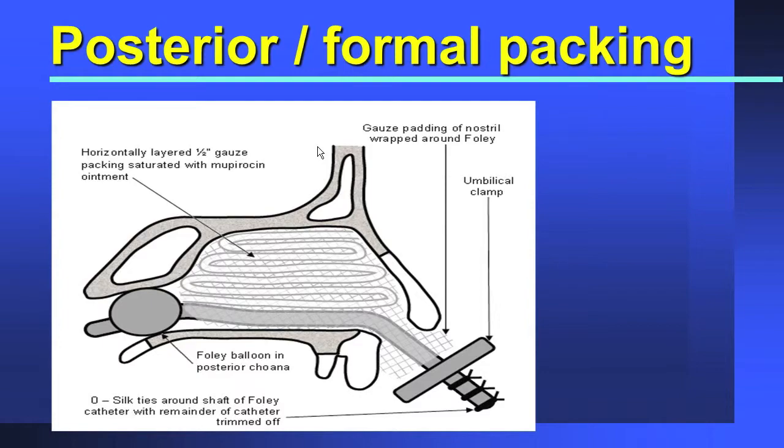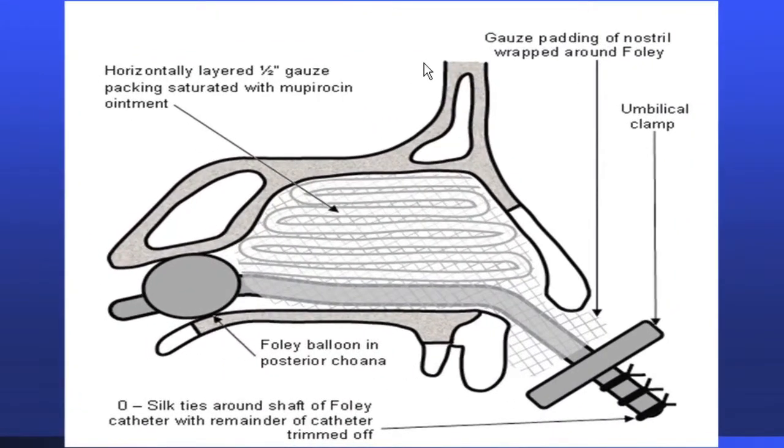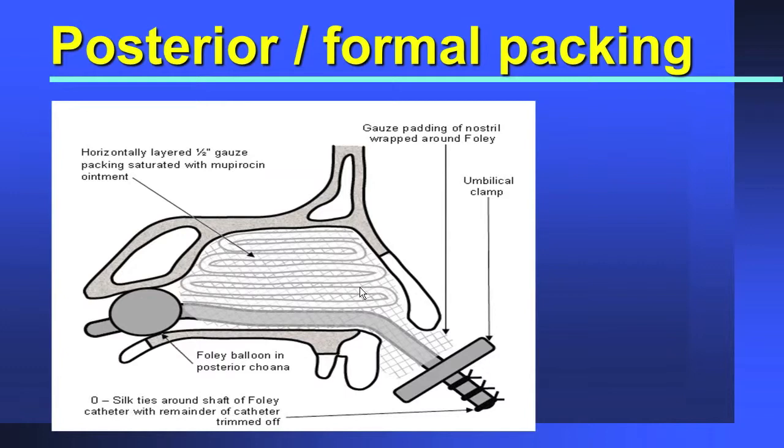So this is an illustration of posterior formal packing, in which a Foley catheter is placed into the choana and inflated above the soft palate and puts pressure on the branches of the sphenopalatine artery that cross the sphenoid sinus, which is here. And then on top of that, there's petroleum or antibiotic ointment-soaked gauze to more diffusely place pressure against the sources of bleeding, which may come from the anterior or posterior ethmoid arteries. Patients that have formal packing in place are often monitored in an ICU setting because of a risk of a cardiopulmonary reflex because of the pressure.